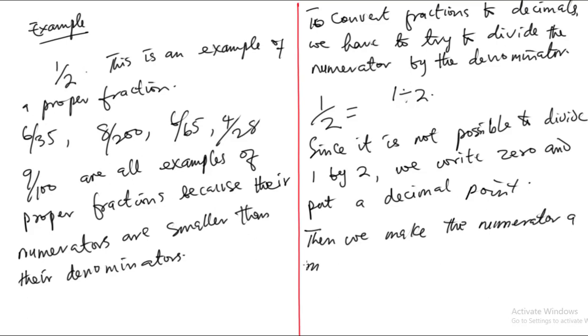When we put our decimal point, we make the numerator a multiple of 10 by adding 0. So in the case of 1 over 2, we add 0 and divide by 2. 10 divided by 2 will give us 5. Hence, 1 over 2 is equal to 0.5.